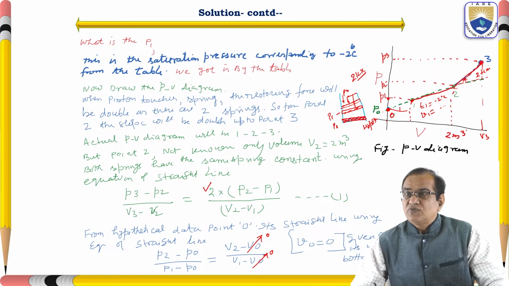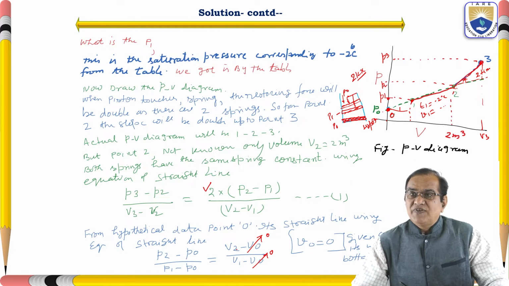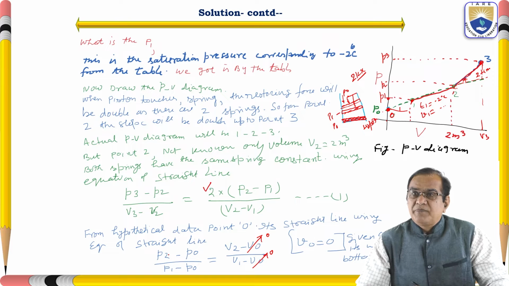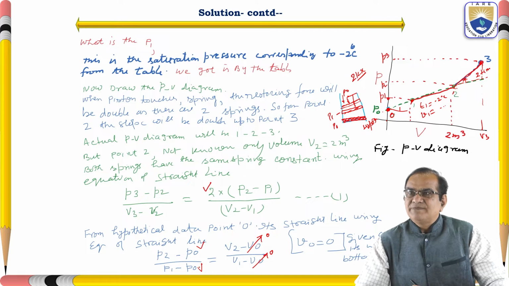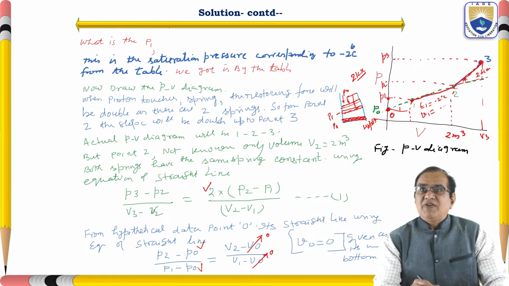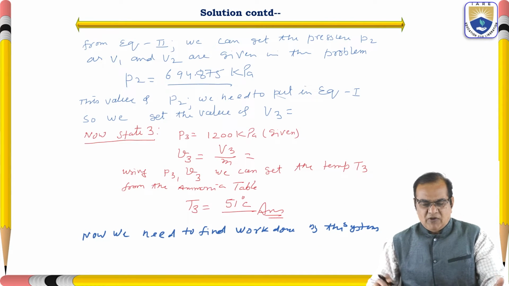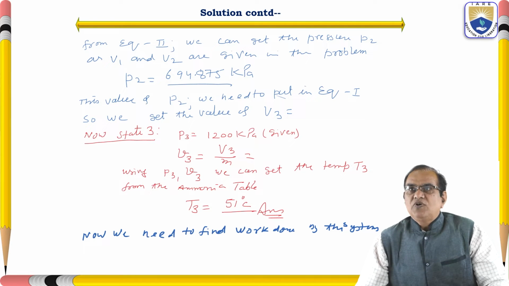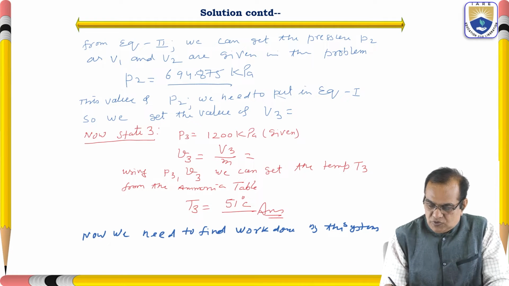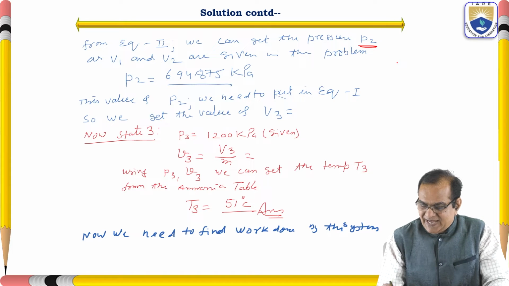So here we know the V2. We know the V2, so P2 minus P0, P1 minus P0. P0 is atmospheric, this is also given. And P1 we have found out from here. So we know everything, the V2, the V1, and we can find the pressure P2 directly by putting in this value. So from equation 2, we can get the pressure P2.